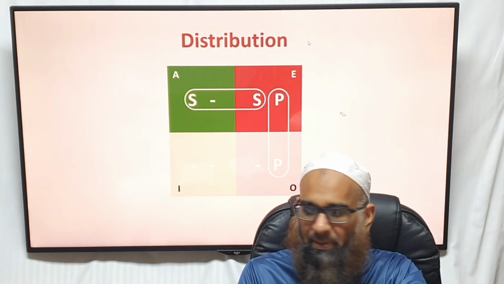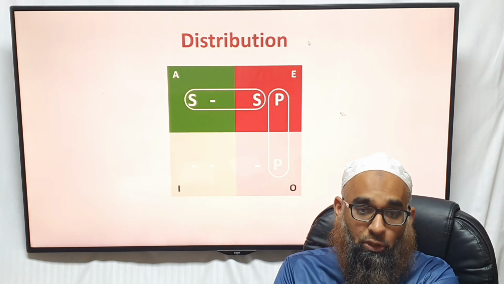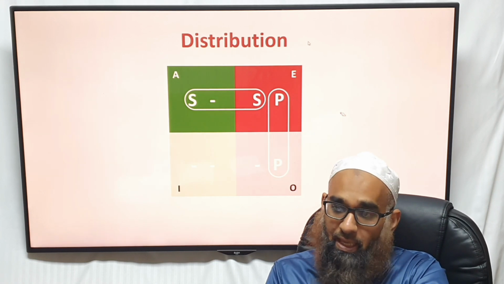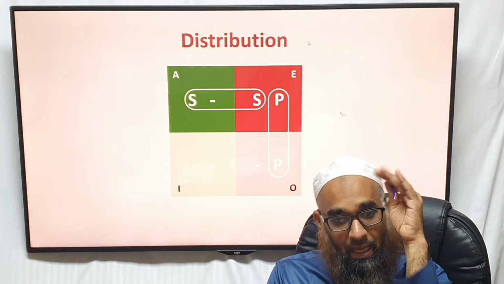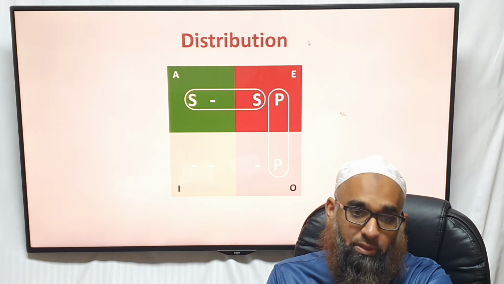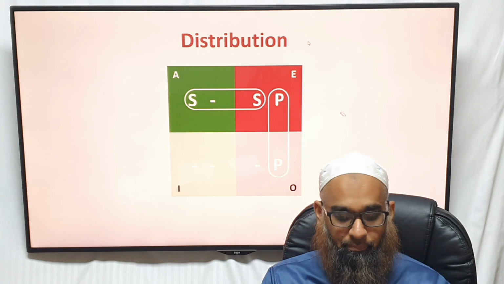Then within distribution. It doesn't come up in direct inference. These are these tables. So what's distributed? In the A, the S is distributed. In the top ones, in the kulli, what's distributed? The subject. And in the saliba, what's distributed? The predicate is distributed. Correct?